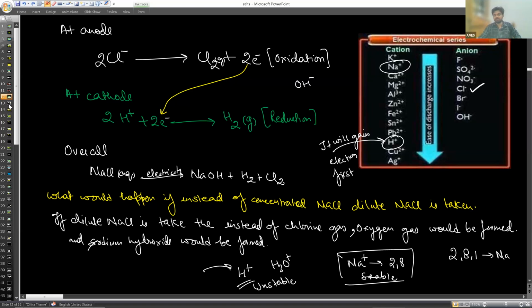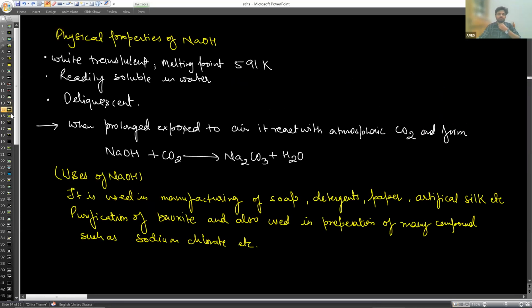So let's look further. Why is it known as the chloralkali process? Let me know. Due to the formation of chlorine gas. Yes, simple, because chlorine gas is formed, chlor for chlorine gas, and alkali is the water soluble base.